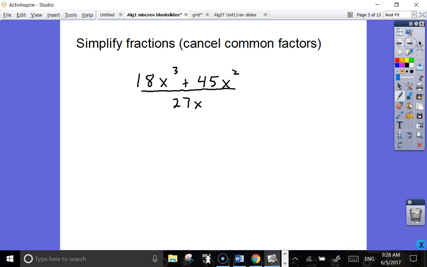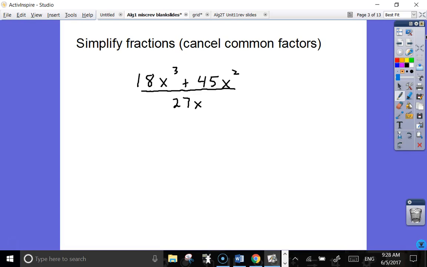Okay. Simplify fractions. Okay, which means cancel common factors. So in order to, what do we mean common factors? Common between what? But what are they common to? The numerator and the denominator, right?